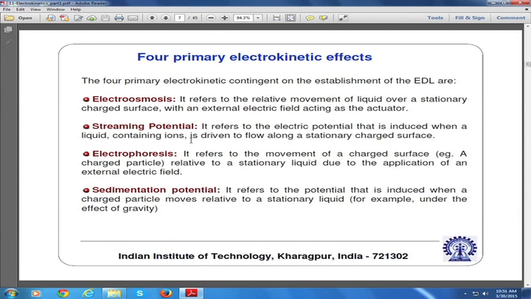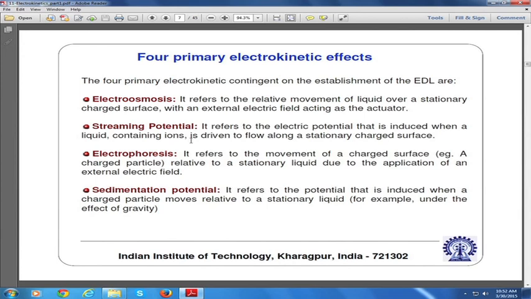Electrophoresis refers to the movement of a charged surface relative to a stationary liquid due to the application of an external electric field. And sedimentation potential refers to the potential that is induced when a charged particle moves relative to a stationary liquid. So interestingly, electroosmosis or electrophoresis depends on the reference frame from which you are looking at it.